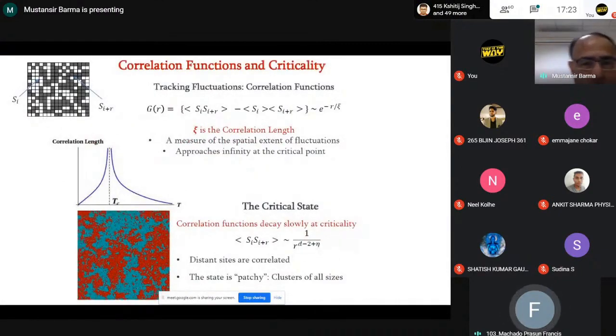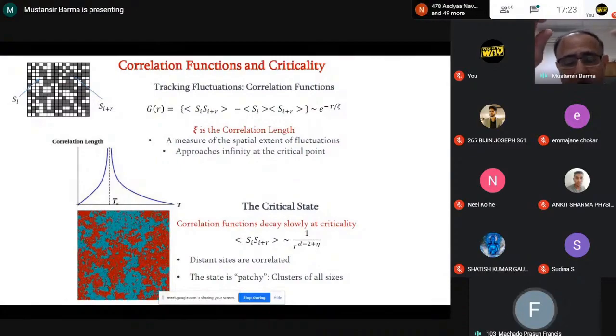Look at this slide and look at what I plotted here. I plotted the correlation length as a function of temperature, right? You see that graph. We see these two blue lines, and the blue line is becoming very, very large near TC. That means that the correlation length itself is becoming very large.